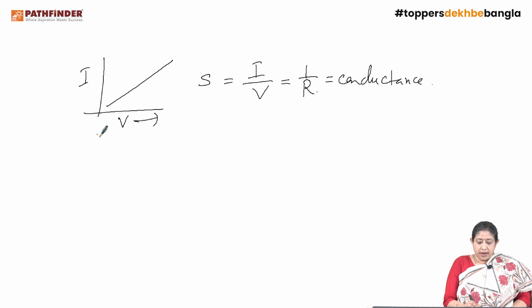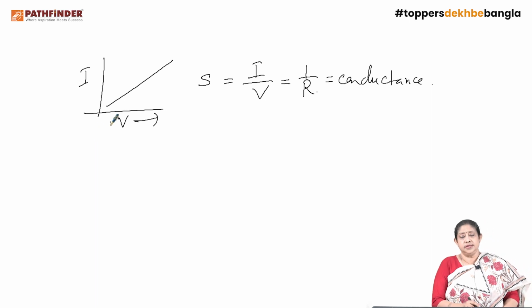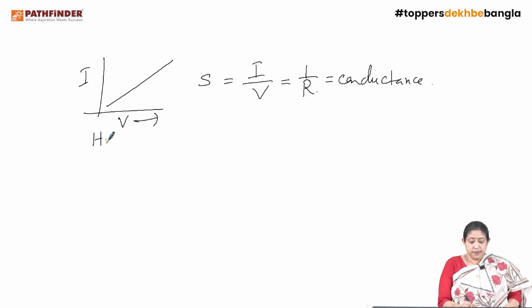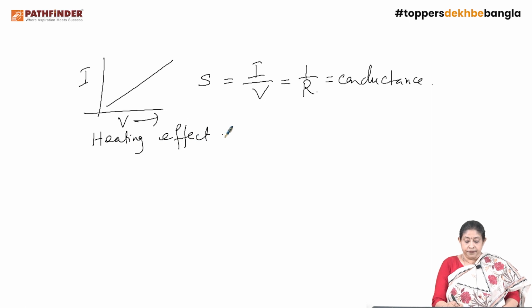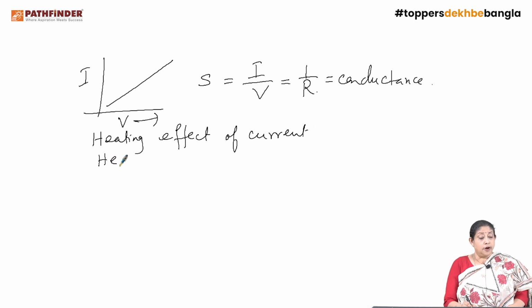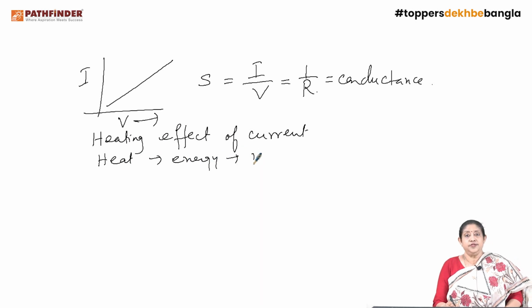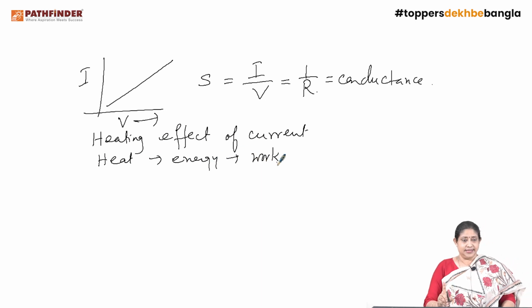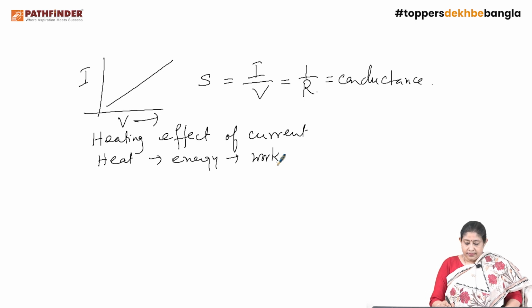We go back to now the different effects of current. We know in our syllabus we have the heating effect of current. So, I discuss a bit from it. Heating effect of current. We know heat is a form of energy, and work and energy are correlated. Again, this work done per unit time is nothing but power.